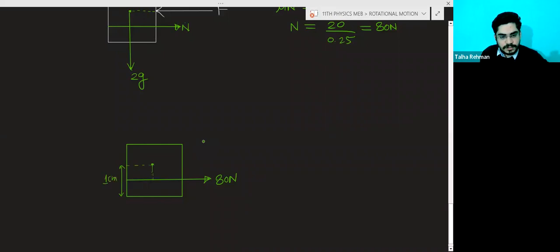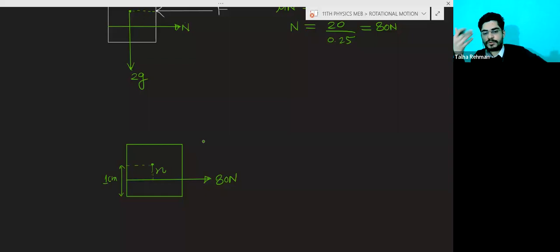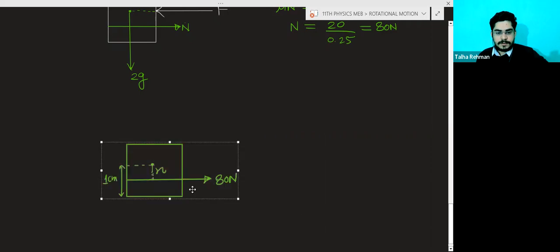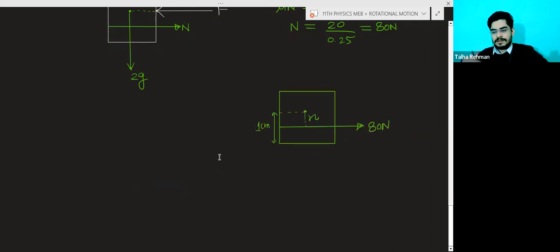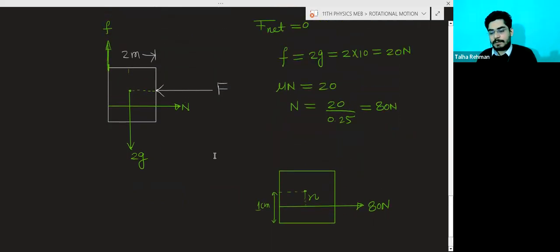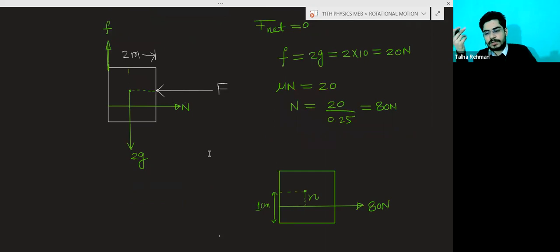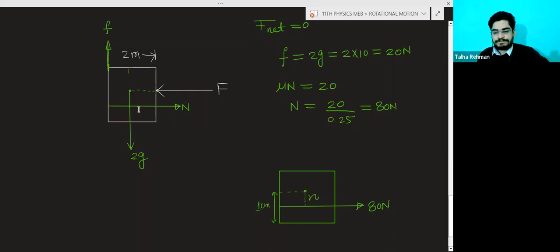But we do not know this distance. Suppose this distance is x. So how will we find x? We have to find the torque due to the normal reaction. As this body is in equilibrium, the net torque on the body is also 0.